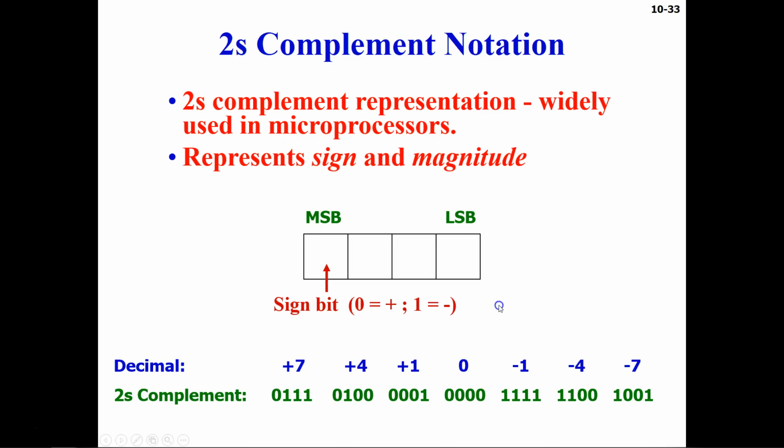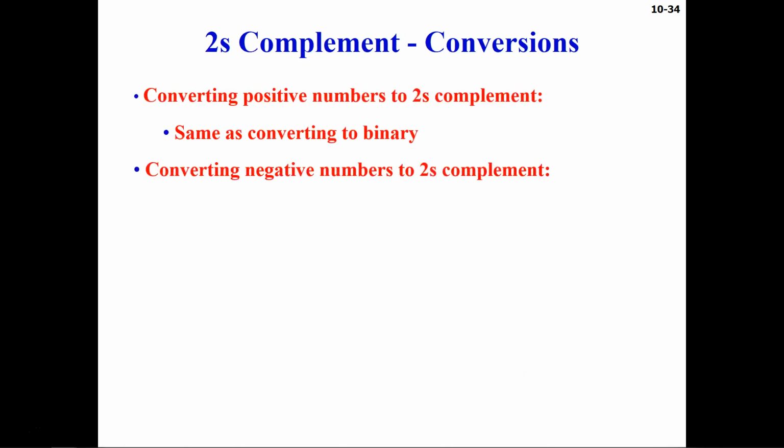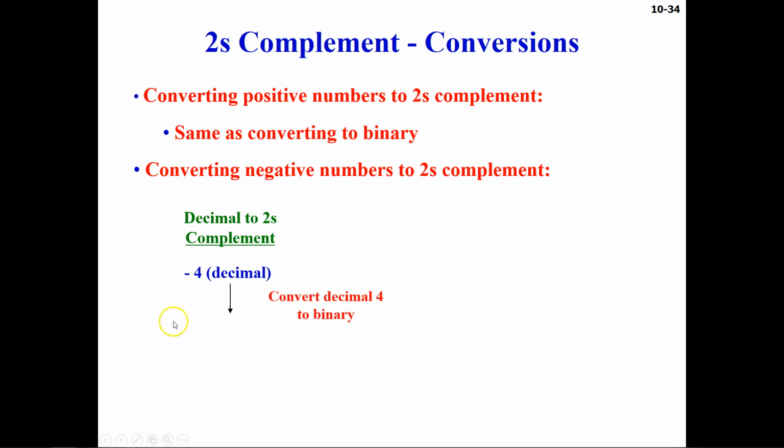Now let's see 2's complement conversion, how we can do that conversion. So first, converting positive numbers to 2's complement is the same as converting to binary; the difference is in converting negative numbers to 2's complement. Now let's take an example. So we have this number -4 decimal, and we want to convert the decimal into the 2's complement. There are 2 steps involved in converting into the 2's complement. The first step is to convert the number into the 1's complement and then add 1. So let's see.